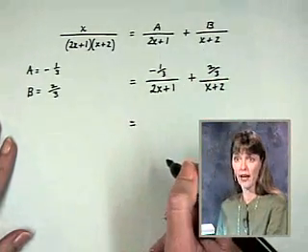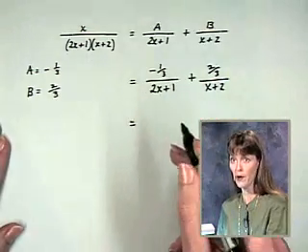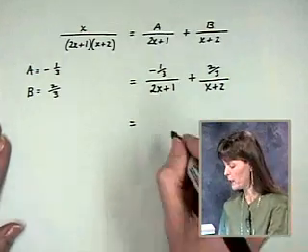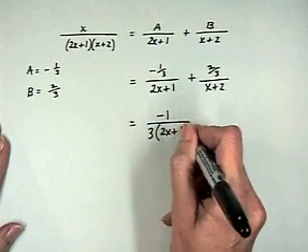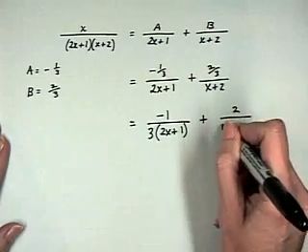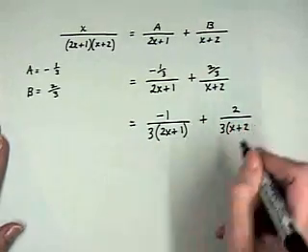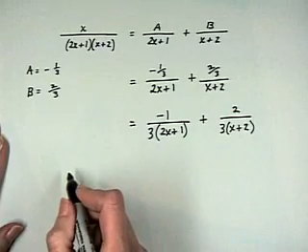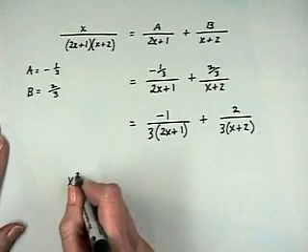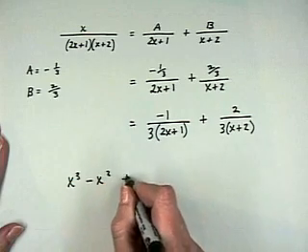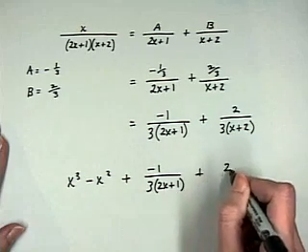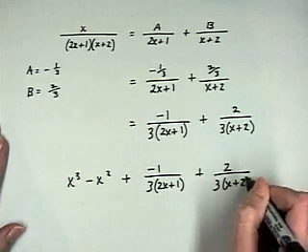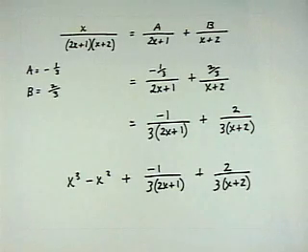In order to make this format look a little bit better, what we're going to do is multiply numerator and denominator of both of these fractions by 3. That leaves us with negative 1 over 3 times 2x plus 1 plus 2 over 3 times x plus 2. Putting this together with what we had previously, what we found out is that we have x cubed minus x squared plus negative 1 over 3 times 2x plus 1 plus 2 over 3 times x plus 2 as our partial decomposition. Now, what we'd like to do next is look at a second example.